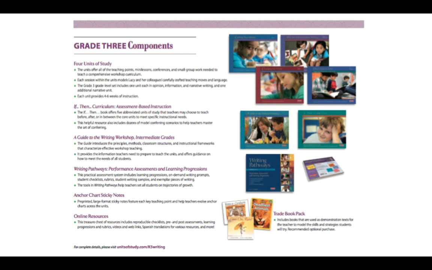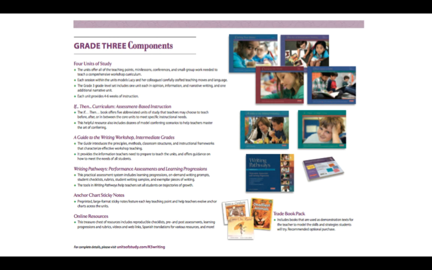Also included in the writing unit of study kit is a book titled A Guide to the Writing Workshop, Intermediate Grades. This book introduces and defines the principles, methods, structures, and instructional frameworks needed to implement a writing workshop effectively. The Writing Pathways book houses all assessment, from on-demand assessments, which are the pre- and post-assessments used for each unit, to student checklists and rubrics, to learning progressions, and exemplar pieces of writing for all 3 genres of writing. Teachers and students alike are able to see what meets the standard for the particular grade level and set and attain goals from there.